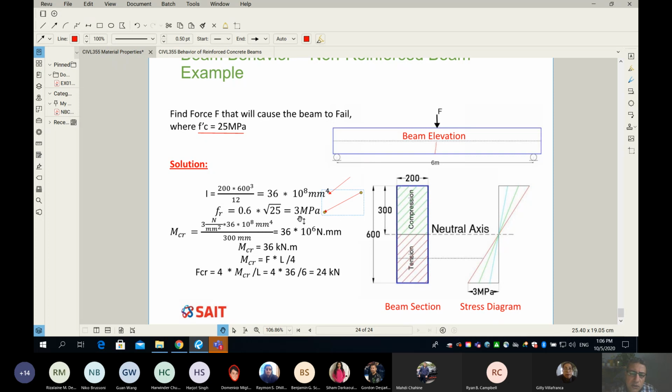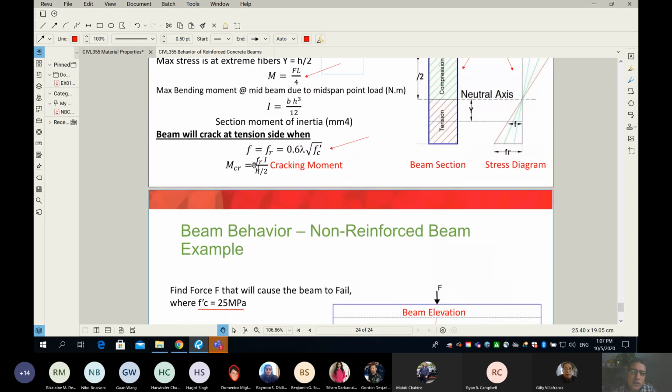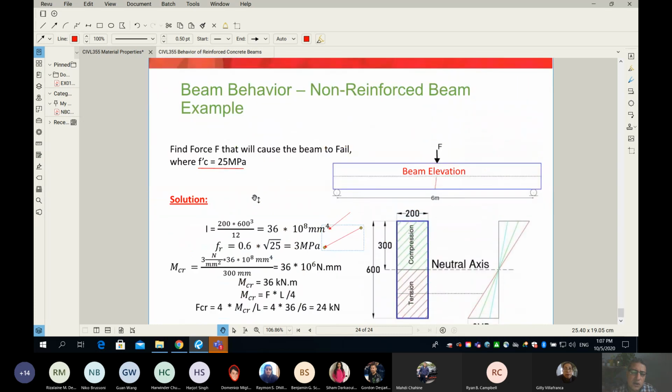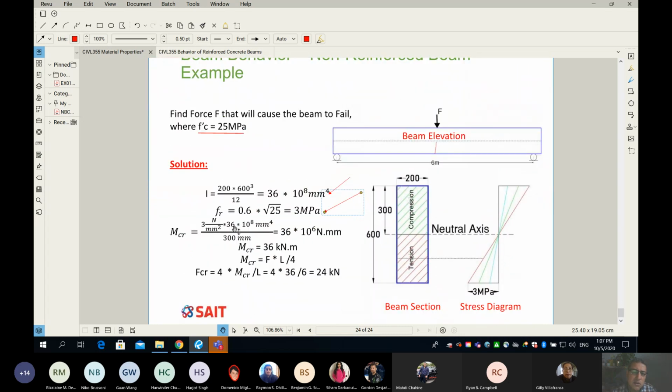in tension it will take only 3 MPa, or 3 Newton per millimeter square. Then finally use the formula for M sub CR, which is the cracking moment. It is the stress multiplied by the moment of inertia, and then finally divided by H over 2, which is 300. Then the moment is 36 times 10 to the power 6 Newton millimeter.